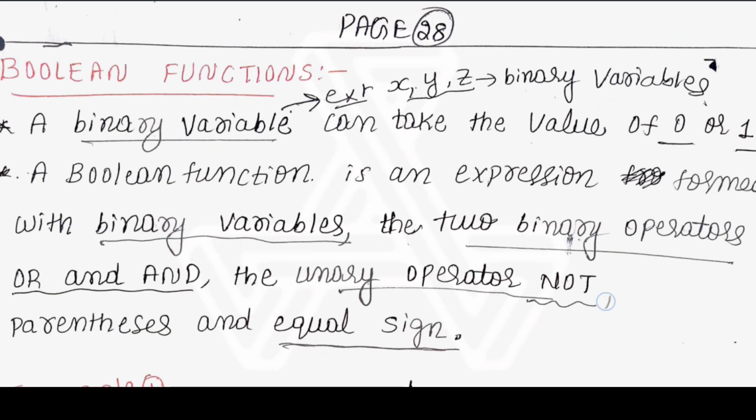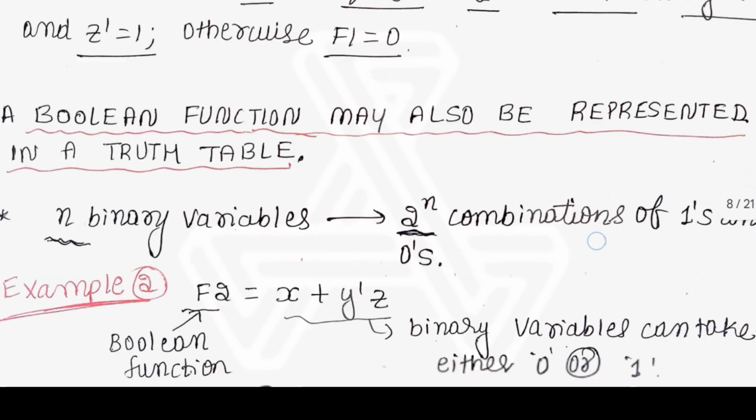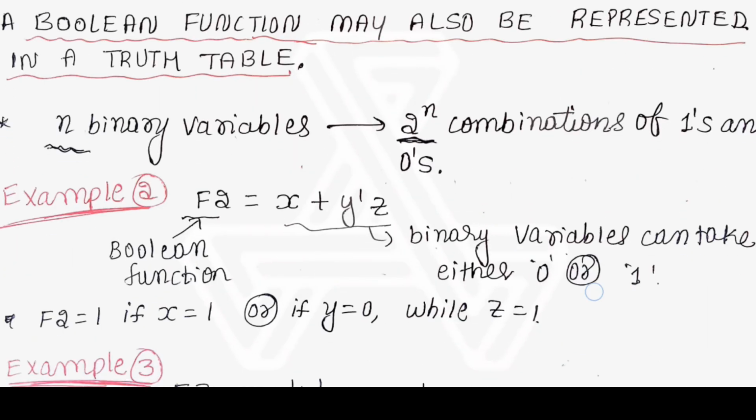Next is Boolean functions. The binary variables x, y, z can take the values of 0 or 1. A Boolean function consists of binary variables, two binary operators OR and AND, the unary operator NOT, parentheses and an equal sign. For example, x y z dash. A Boolean function can also be represented in a truth table. N binary variables will have 2 to the power n combinations of ones.